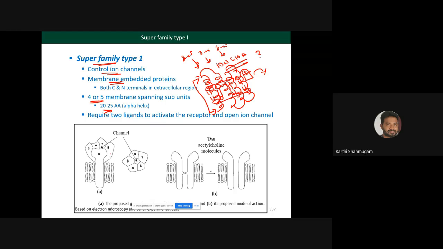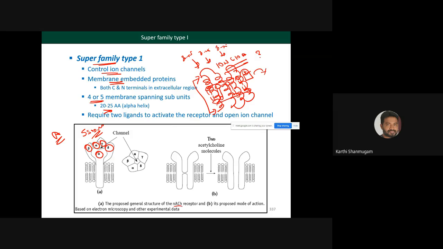if you take the acetylcholine receptor as an example, the acetylcholine receptor is made up of different subunits. 1, 2, 3, 4, 5. So it has 5 subunits. This is an example of the acetylcholine receptor. In the bottom you can see the description for this image.